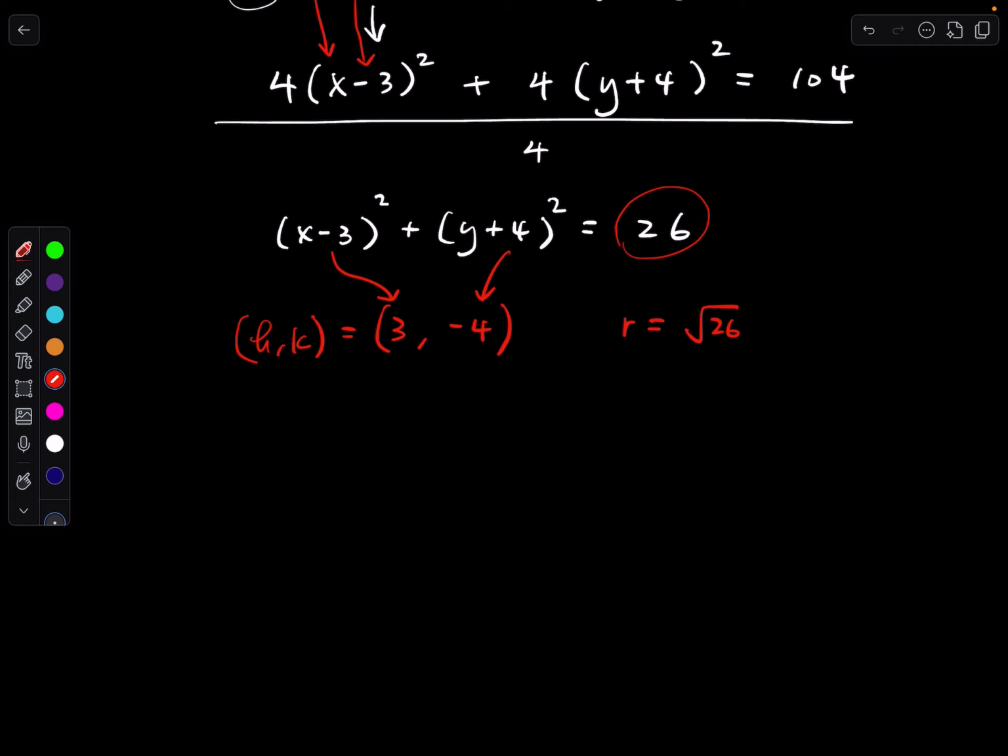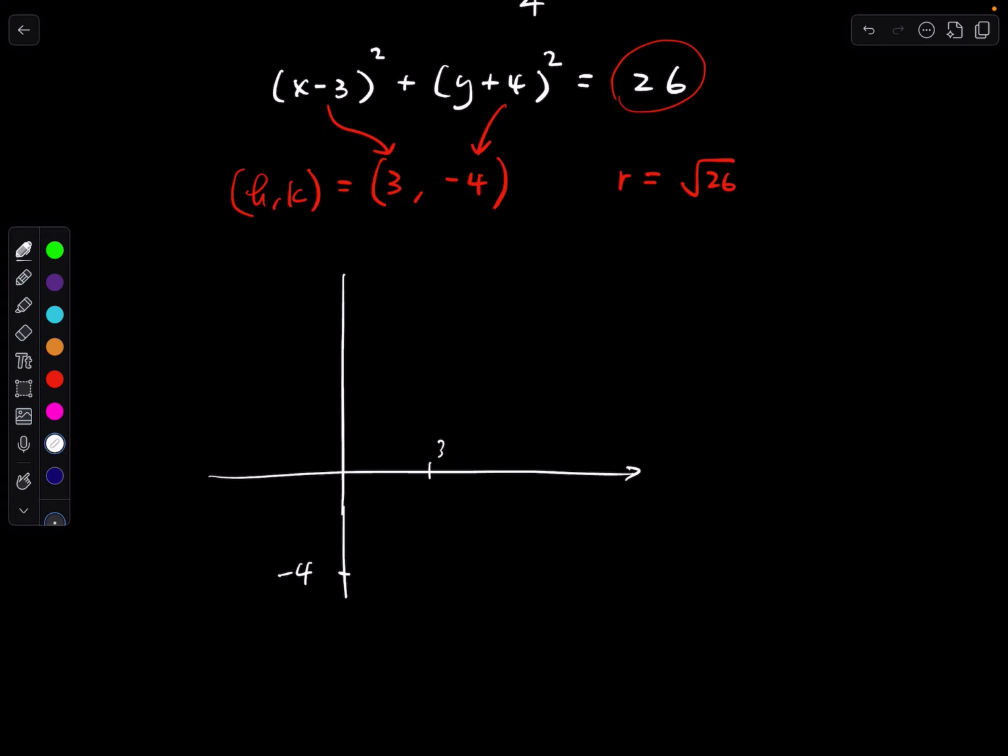I'll say this is around 5. So when you graph it, you will simply go to (3, negative 4), and you're going to go a radius of around 5. So you go up 5, square root of 26, then right, left, and down. After you do so, draw a circle around it, and that's how you do a circle question.